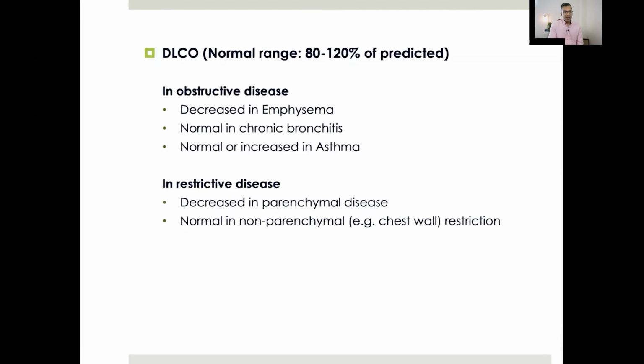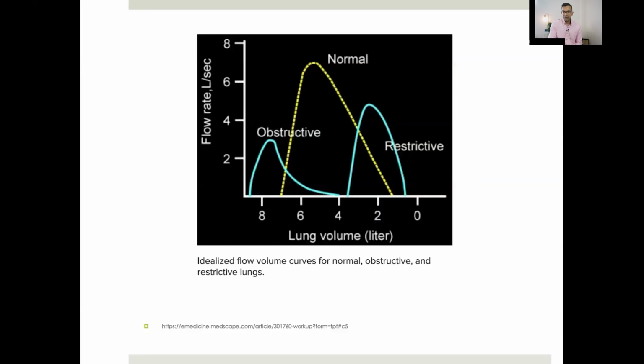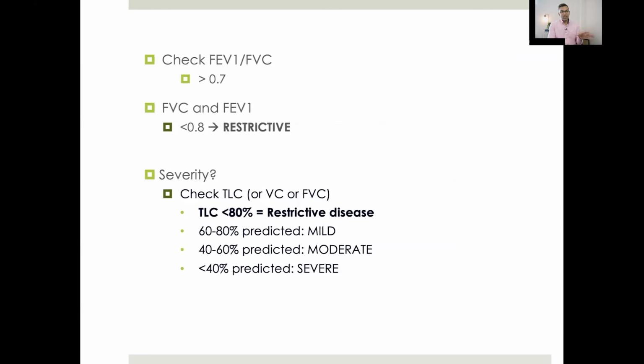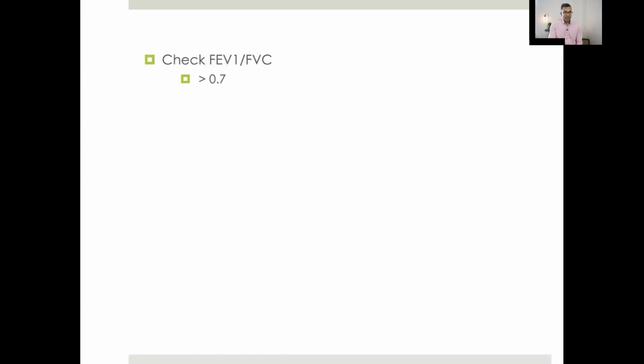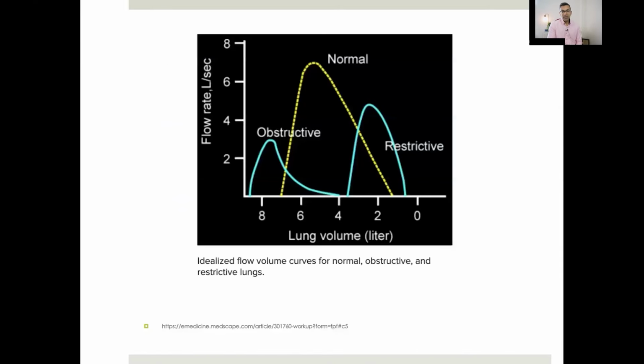Now, DLCO normal range is 80 to 120% of predicted. In obstructive disease, if it's decreased, you're thinking emphysema. If it's in a restrictive pattern disease, you're thinking parenchymal disease. So hopefully that gives you a bit of a framework for what you do. FEV1/FVC ratio first, and depending on that, then check your FEV1 and FVC for restrictive. The severity is determined by lung capacity in restrictive and by FEV1 in obstructive disease.